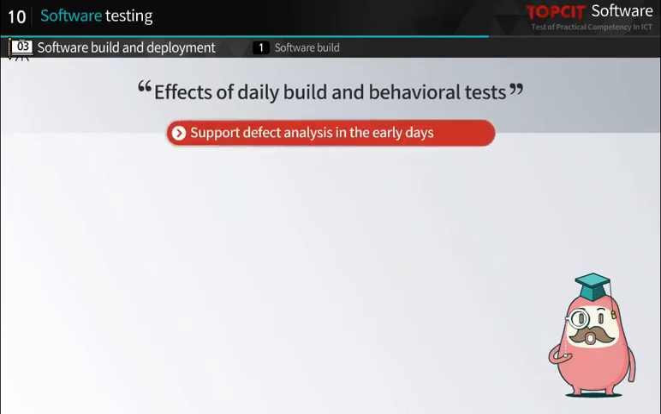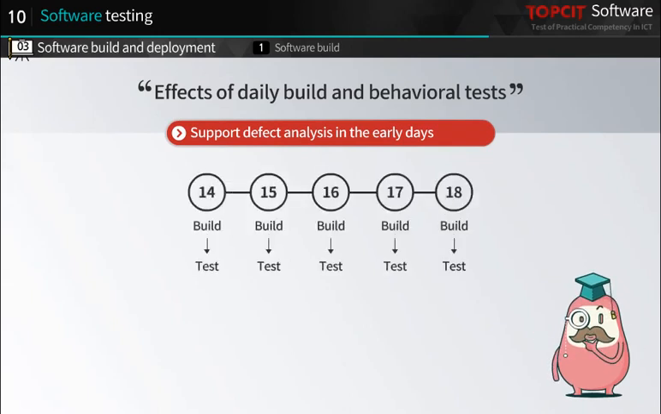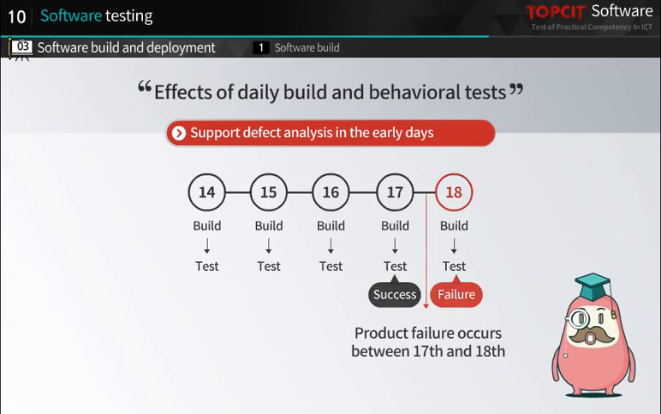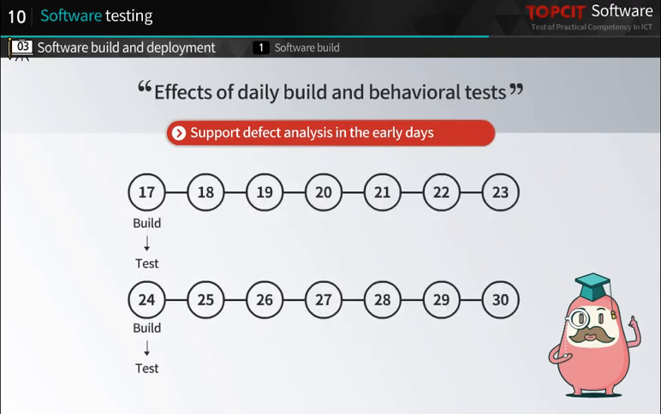And daily build and behavioral testing support defect analysis in the early days. As you build and test the product every day, it's much easier to figure out why a product is broken on a particular day. If the product runs on the 17th and is broken on the 18th, you can see what happened between the 17th and 18th that caused the product to break down. Let's say you want to build and test the product on a weekly basis. If so, the problem may have occurred at any point between 17th and 24th.